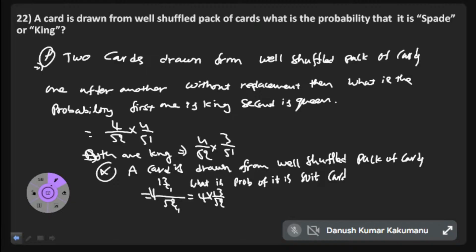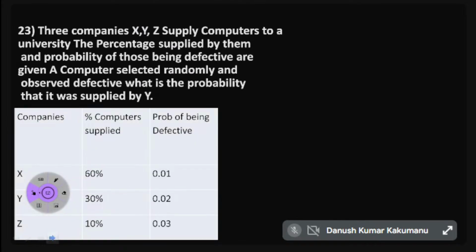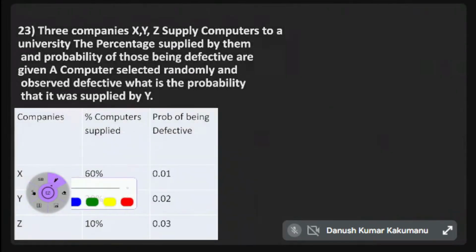Coming to the next, totally three questions are there in this. Completed. Next, we are going to solve the Bayes theorem questions. This is the Bayes theorem question. Bayes theorem, another name: forecasting theorem, inverse probability.